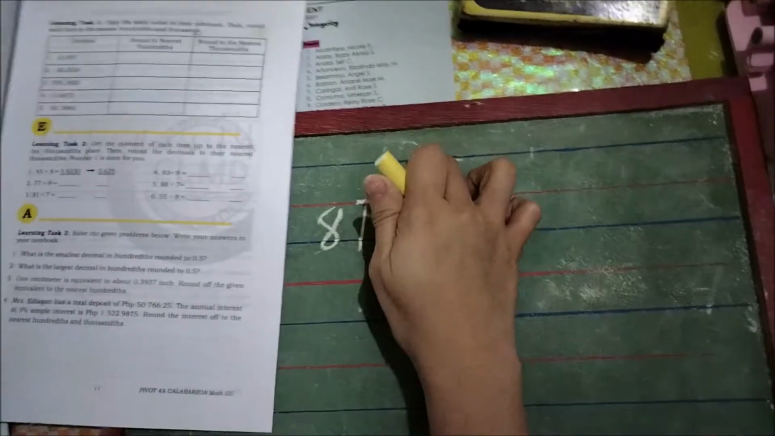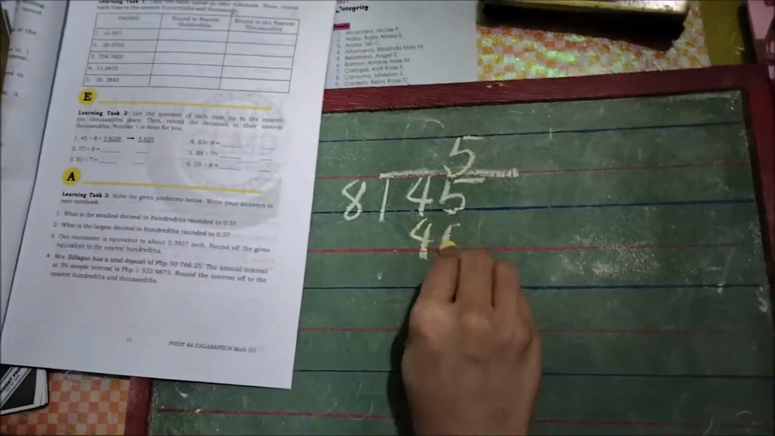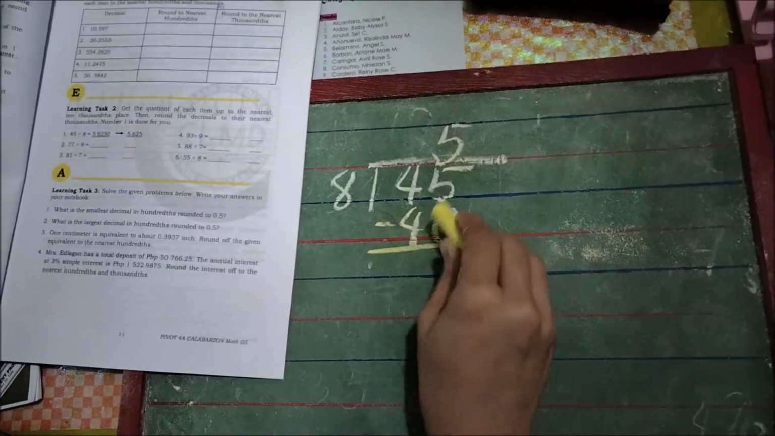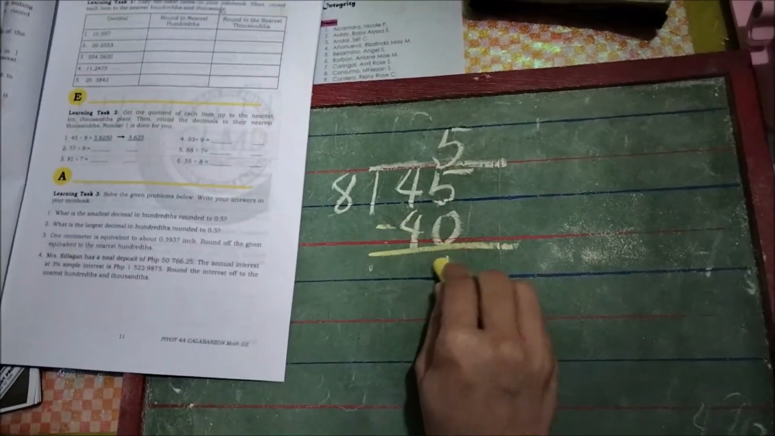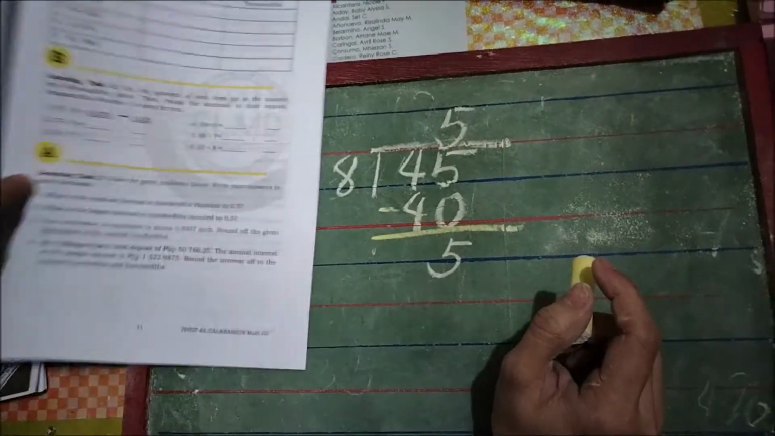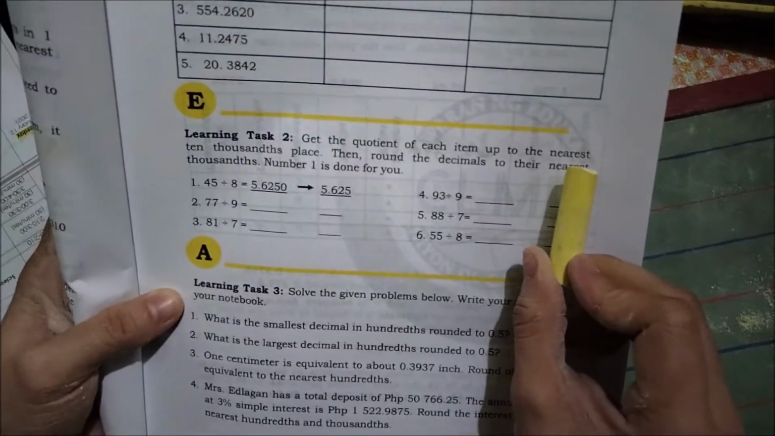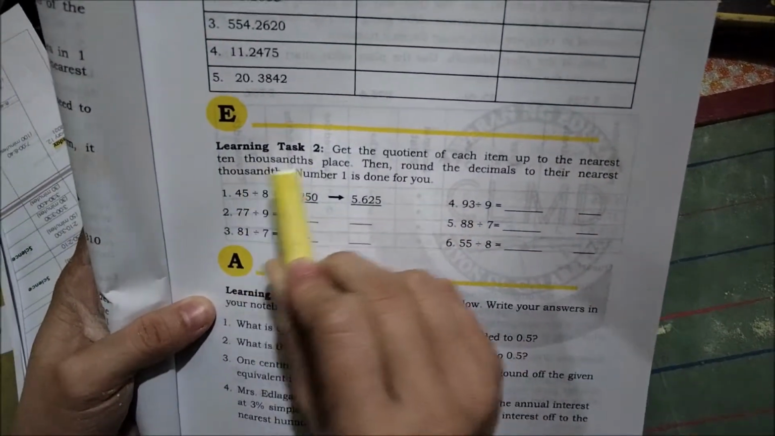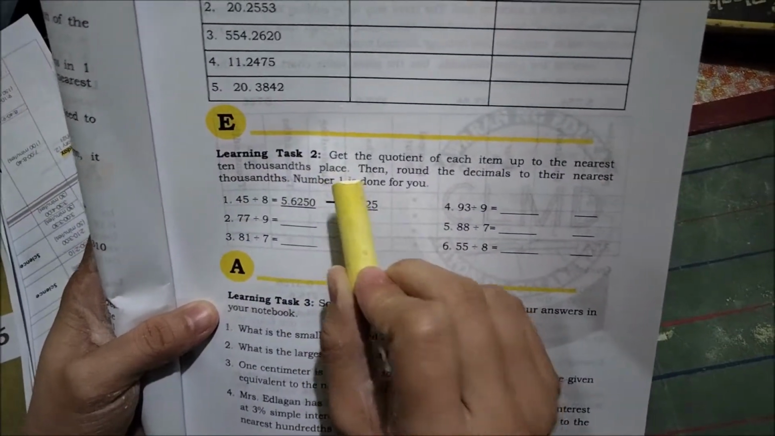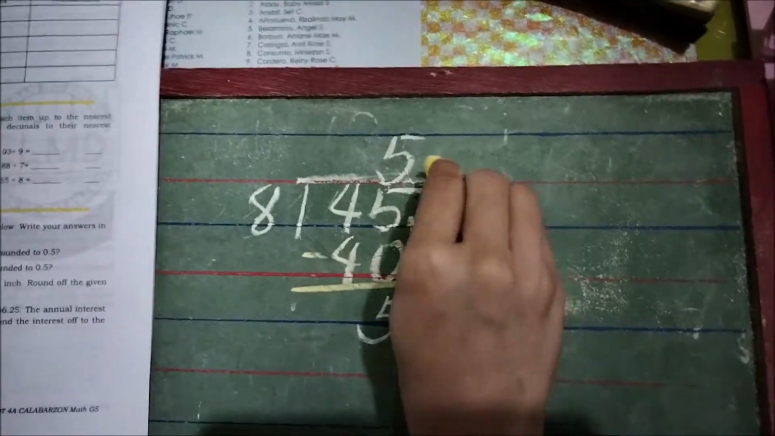There is no need to put 0 here. So 5 times 8 is 40. Let's do the minus. 45 minus 40 is 5. So we have here a remaining 5. Now, the direction says you must reach the nearest 10 thousandths place. So to do that, we will now put our decimal point here.